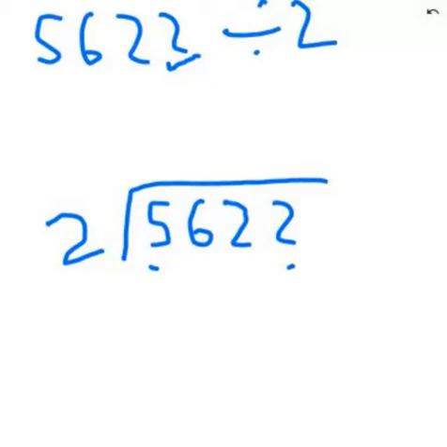Because it fits in 2 times, we put the 2 at the top, and then we put a 1 above the next number. 2 into 16. 2 goes into 16 exactly 8 times. So we put an 8 on top. No remainders, so we don't have to put anything above the 2. 2 goes into 2 one time. And that's how you do short division.